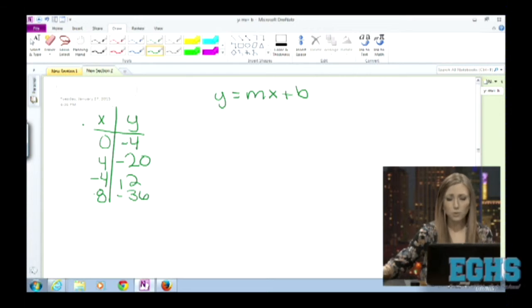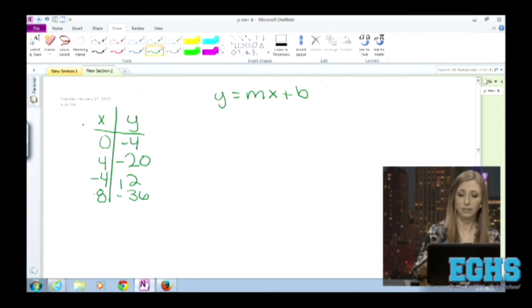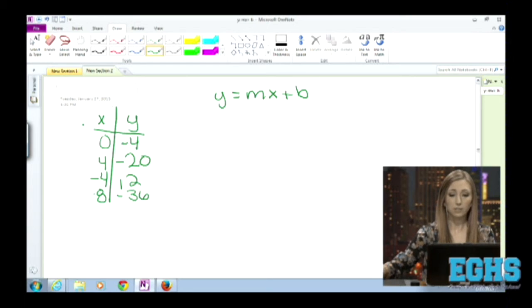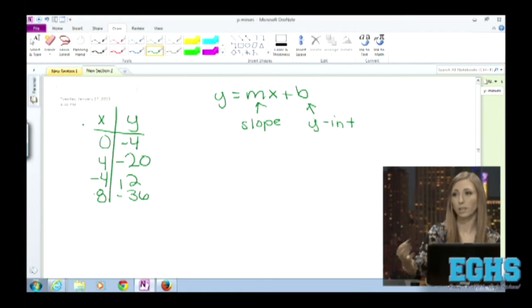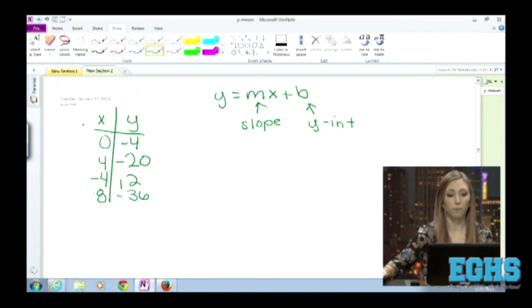But since all of the choices were in the format of a linear equation, that means that we need to find out what our slope, which is m, and what our y-intercept is, which is b. And if we can figure those things out based on this table of values, then we have the equation for the line that this would create.